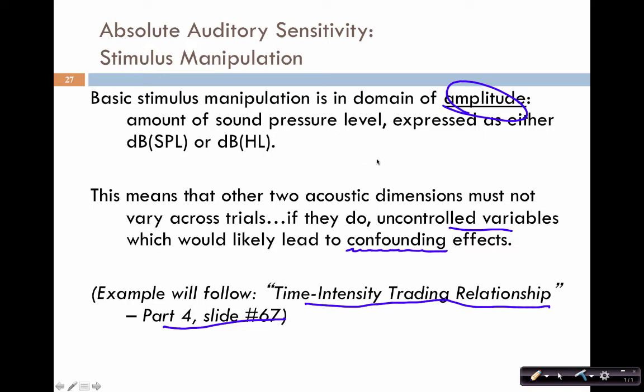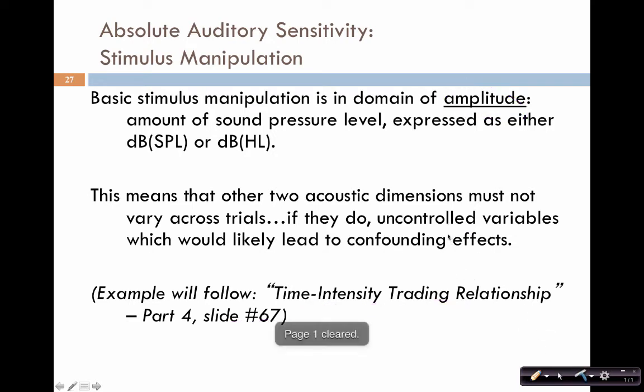This is only true up to a certain amount of duration. Above a certain duration point, it doesn't matter how long it's on. The time-intensity trading relationship would cease at a certain amount of duration of the onset of the stimulus.